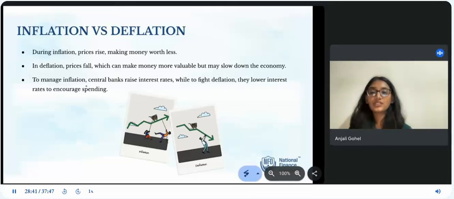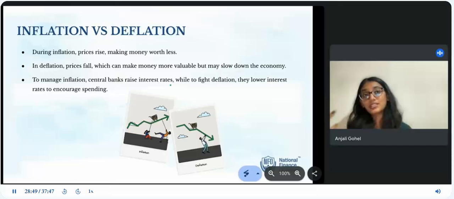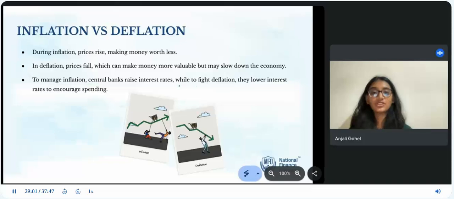It's the central banks who manage inflation, that is, through interest rates. We have discussed this in the supply of money, right? Of how the RBI takes control over the supply of money. Okay, so central banks can increase the interest rates to fight or manage inflation, and to fight deflation, they can lower the interest rate so that we spend more.